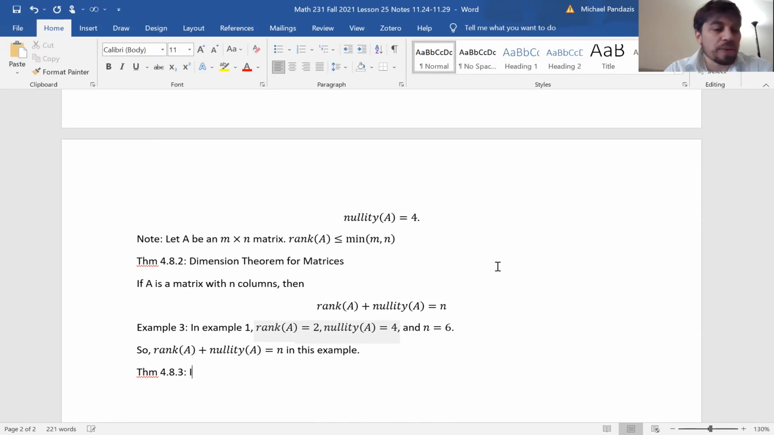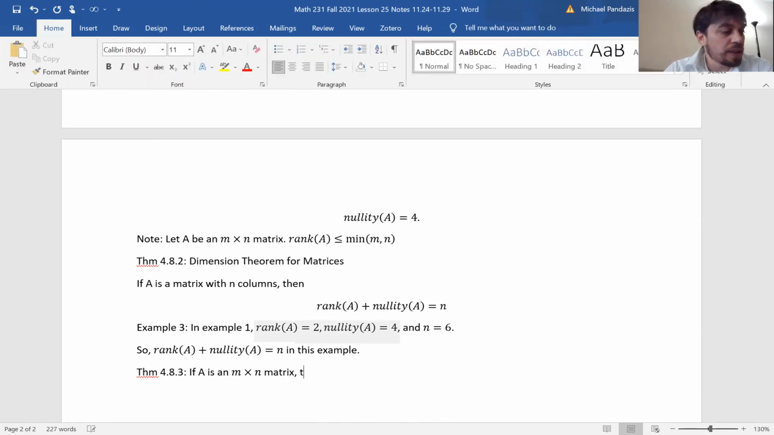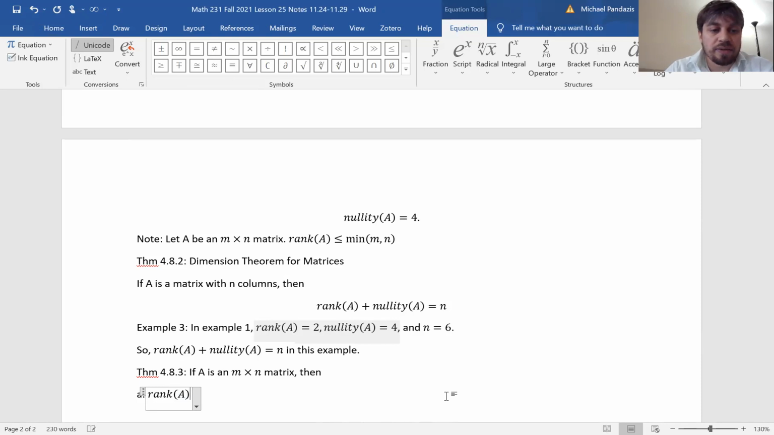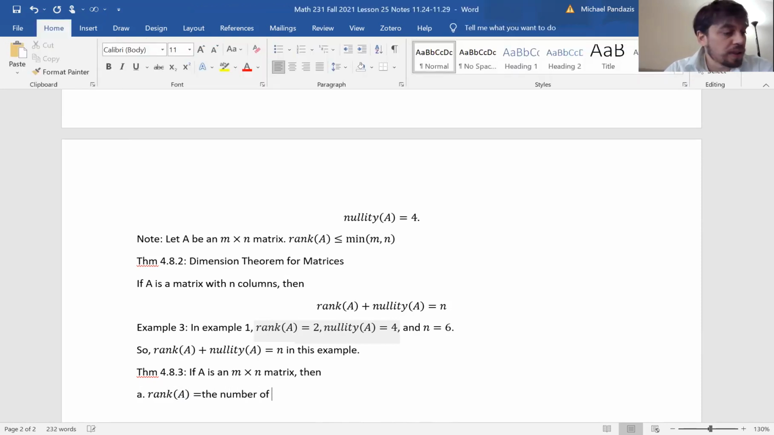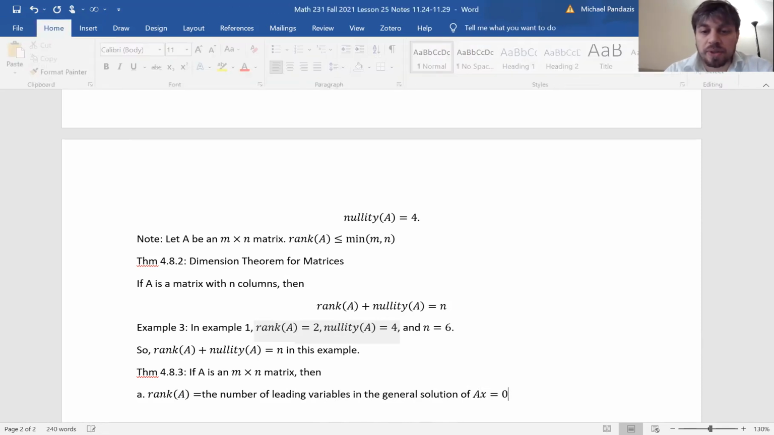Theorem 4.8.3: if capital A is an M by N matrix, then the following holds. Part A: the rank of your matrix A is equal to the number of leading variables in the general solution of AX equals 0.